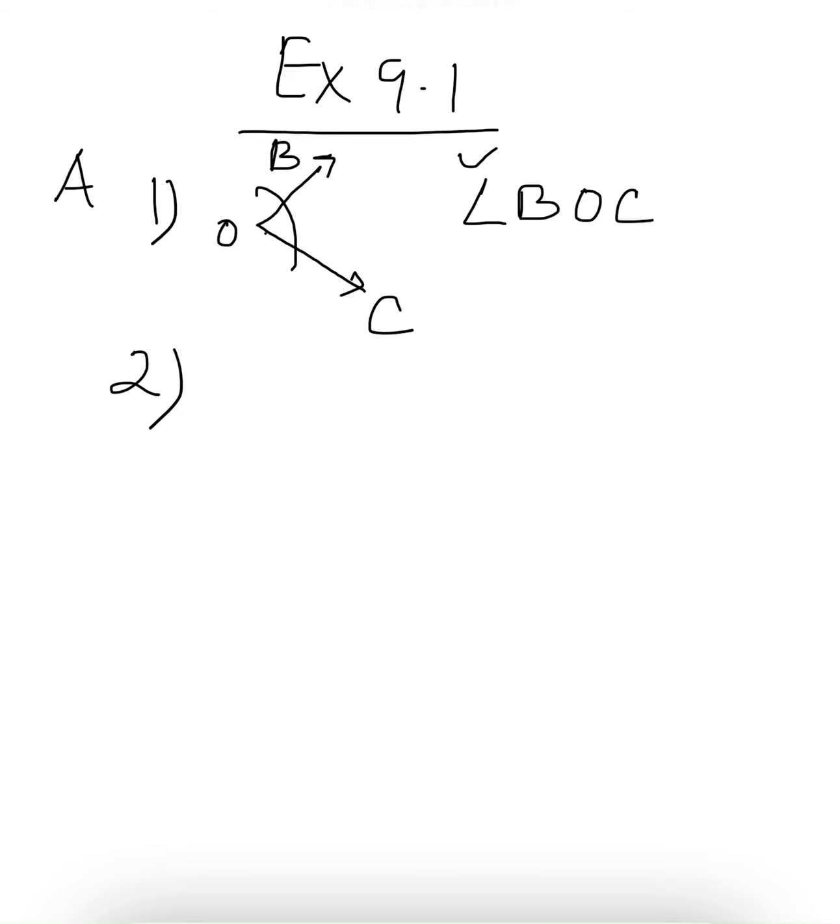Second, one ray is like that, another is here. Both are not joined like this, so it will not form an angle. It is not an angle. Okay, not an angle. Why not an angle? Because both are not meeting at a point.